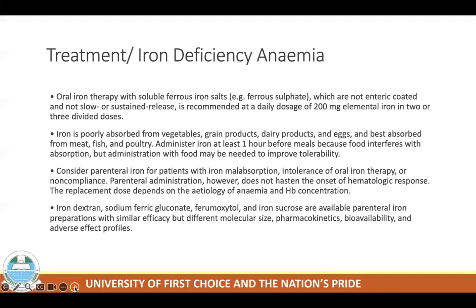So there are the ferrous sulfate available. They're not enteric coated and they are immediate release. And they usually are 200 milligrams of elemental iron or slightly less, about 158 milligrams in some of the capsules, right? And they're usually taken in 2 or 3 divided doses throughout the day. But also because of the side effects, which is they sometimes cause irritation in the GI, they are recommended to be taken with meals. Iron is poorly absorbed from vegetables.